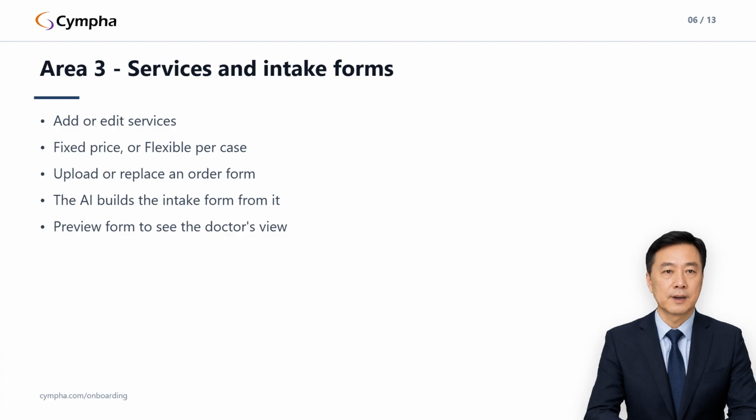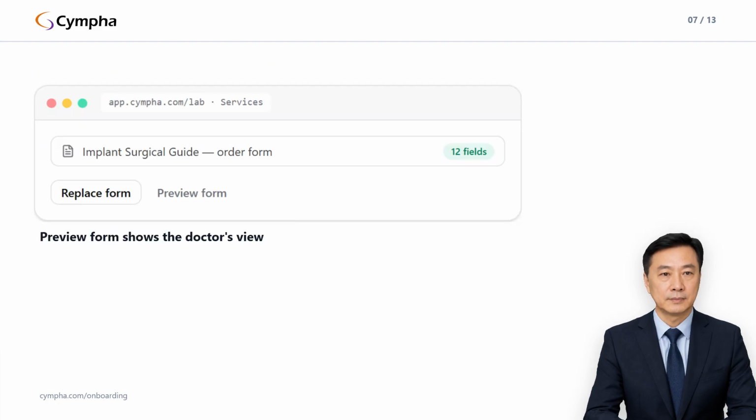On pricing, each service is one of 2 kinds: fixed, where the doctor sees a price and pays it, right for work that is always the same, or flexible, where you quote per case once you have seen what arrived. Use preview form to see exactly what a doctor sees before you leave it.